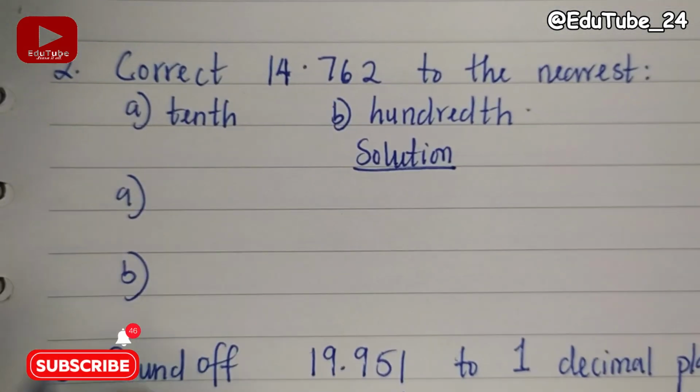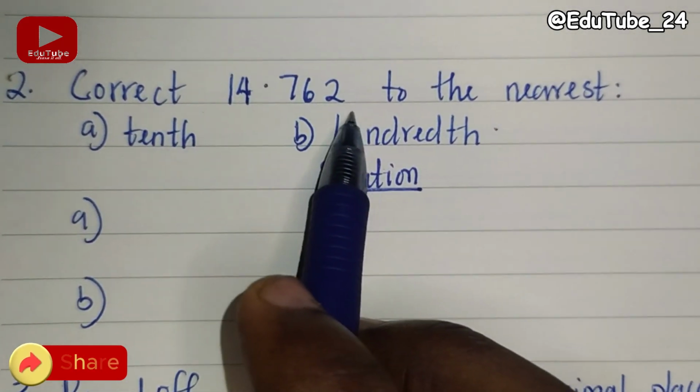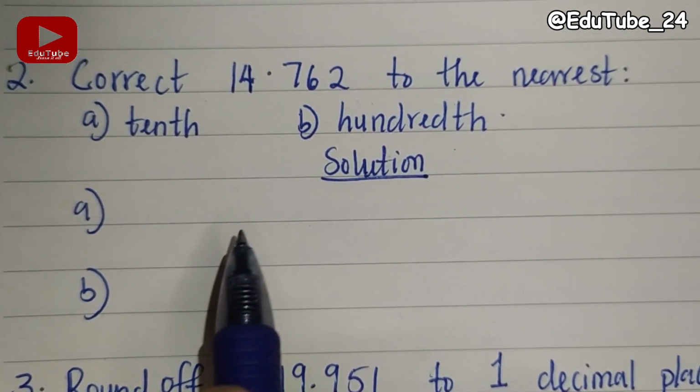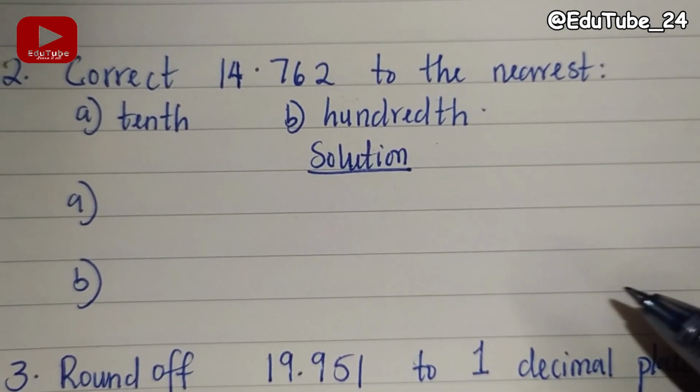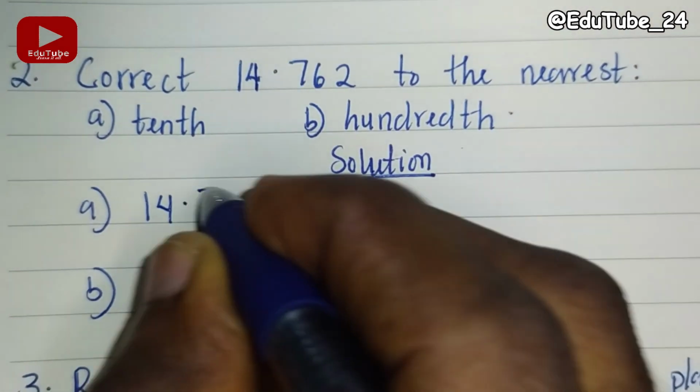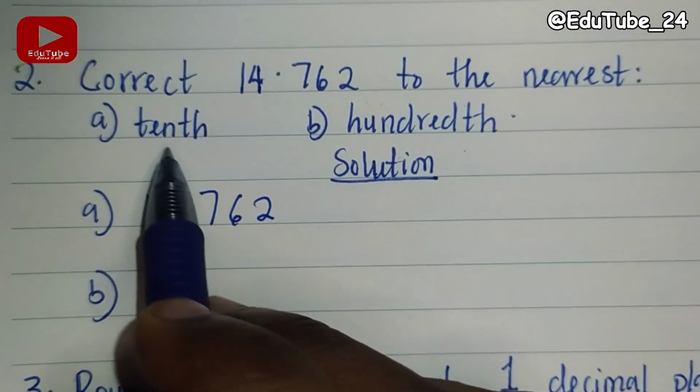Then example 2 says correct 14.762 to the nearest tenth, hundredth, and thousandth, which are also place values. So first one, 14.762 to the nearest tenth.